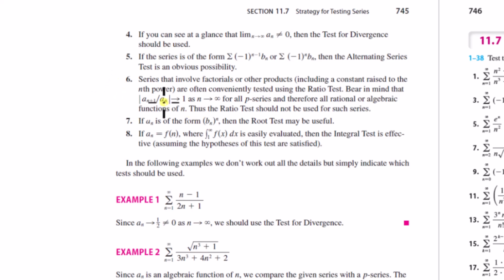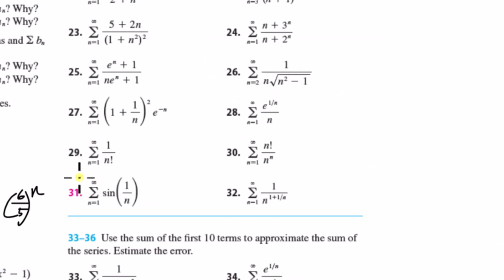All right, series that involve factorials or other products, including a constant raised to the nth power. So a constant raised to the nth power is like 2 to the n, or e to the n. Factorials, or a constant raised to the nth power, are often conveniently tested using the ratio test. Okay? So if we come back here, here's a series with a factorial that we did a comparison test with. So these are just suggestions. But in general, when you see a factorial, you want to think about the ratio test.